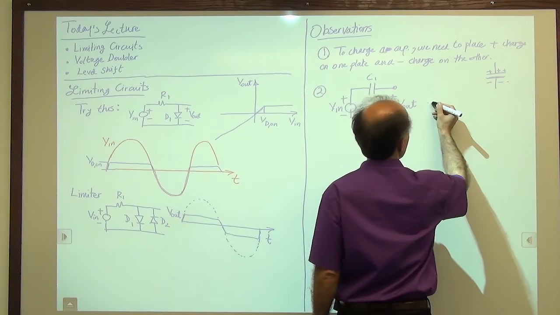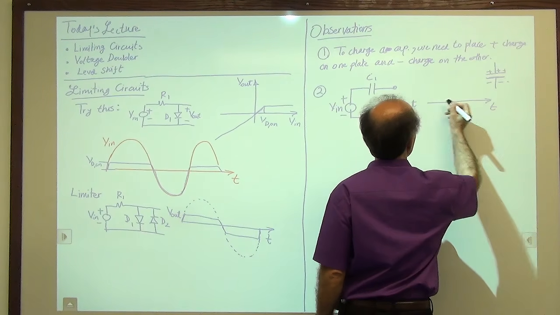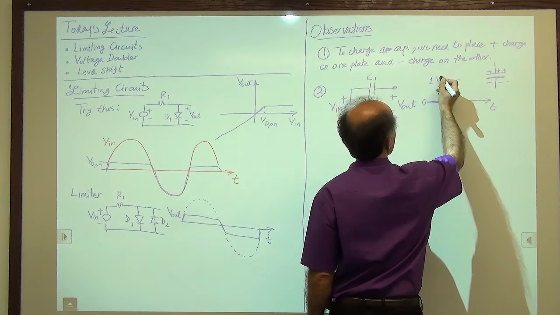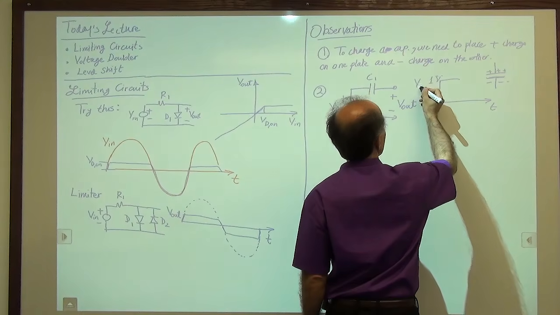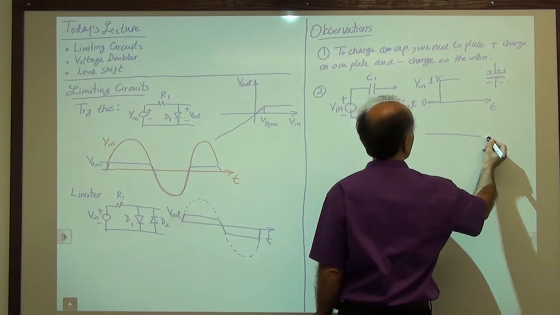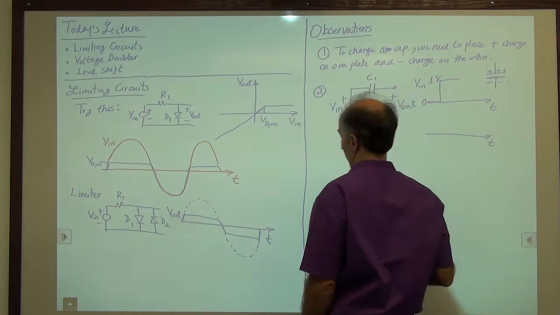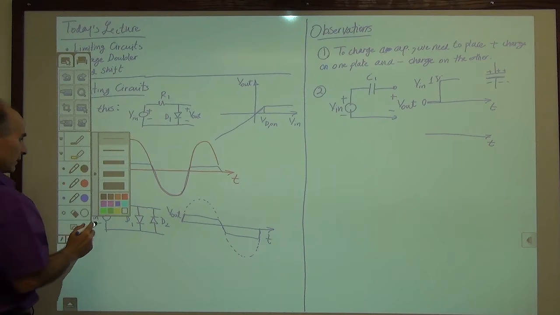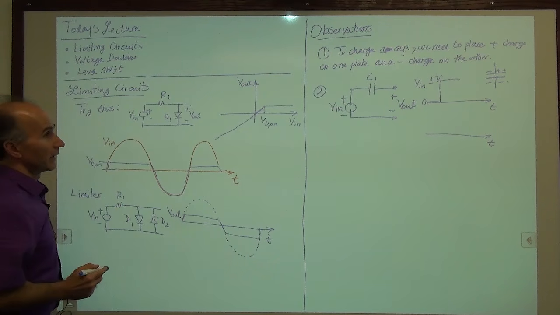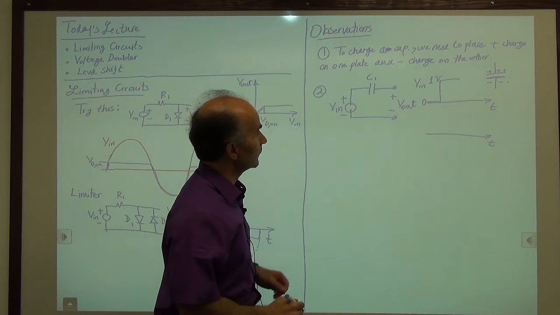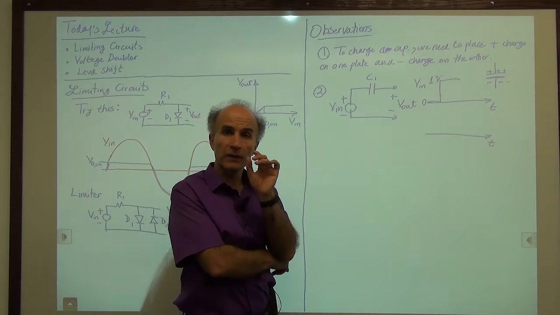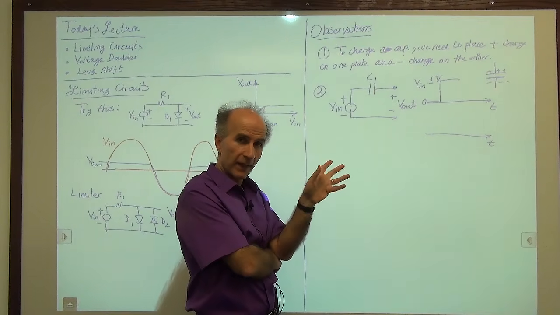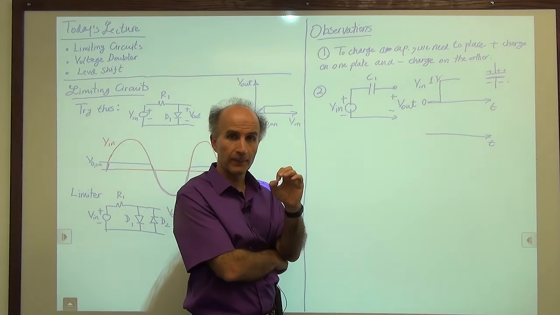So here's Vin as a function of time. Vin jumps from 0 to 1 volt. That's Vin. And we need to plot Vout as a function of time. So let's change the color of our pen and see what we get. Okay, so we have to do this very carefully. This is something we will need in the voltage doubler. So we have to understand this very, very clearly.